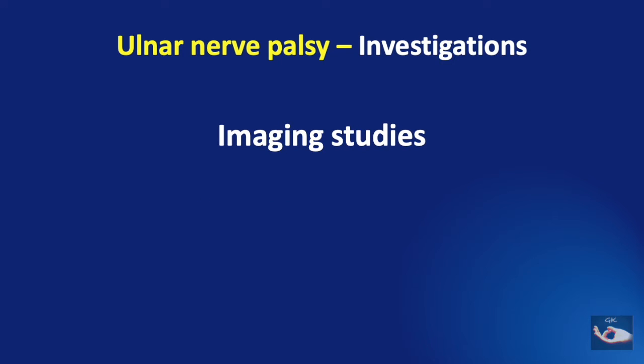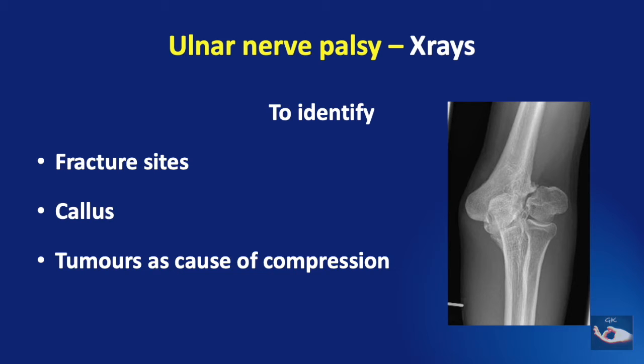First, we shall see the imaging studies that can be done. Routine X-rays are useful to identify fracture sites, to identify callus, and to sometimes see bone tumors that can be a cause of compression to the nerve. This example of X-ray showing a supracondylar fracture which has malunited is a classical example of a patient in whom a tardy ulnar nerve palsy develops.